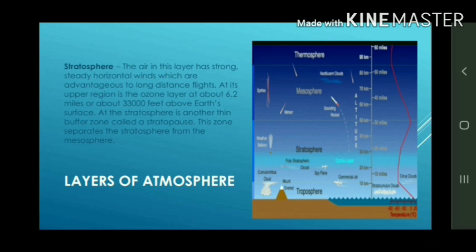Next, the stratosphere. The air in this layer has strong, steady horizontal winds, which are advantageous to long-distance flights. At its upper region is the ozone layer at about 6.2 miles or about 33,000 feet above the Earth's surface. At the top of the stratosphere is another thin buffer zone called the stratopause. This zone separates the stratosphere from the mesosphere.